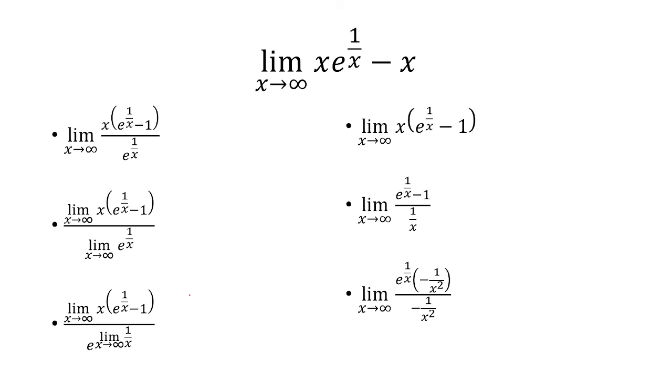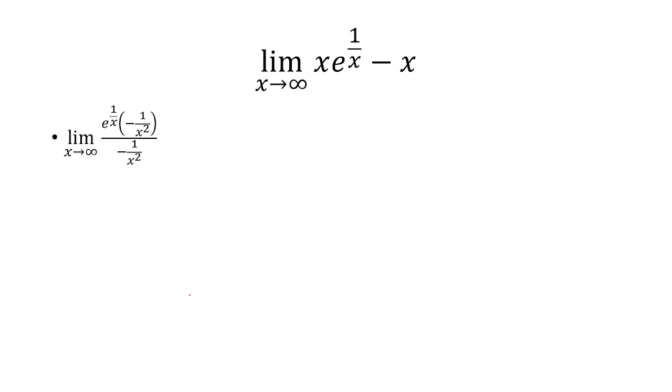Take the derivative of the top, derivative of the bottom. The negative 1 over x squared is going to cancel, and so I'm left with e to the 1 over x, which we've done a couple times already, and we know that the limit is equal to 1.